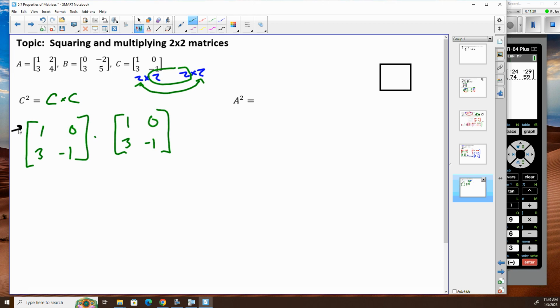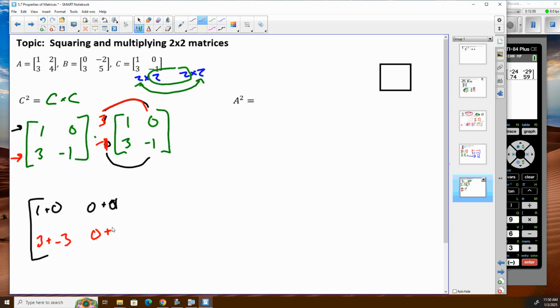So I'm going to take the 1 and the 0 and then multiply that in. So I'm going to go 1 times 1 is 1. 0 times 3 is 0. Now I'm going to multiply to the second column. So 1 times 0 is 0, and then 0 times negative 1 is 0. Now I'm going to take the second row, so 3 and negative 1. So 3 times 1 is 3, plus negative 1 times 3, which is negative 3. And then 3 times 0, which is 0, plus negative 1 times negative 1, which is positive 1.